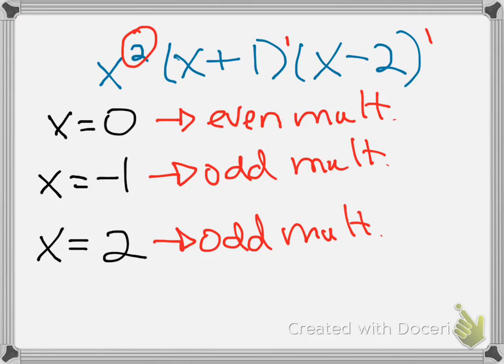So let's take a look. If we have x equals 0, and that's going to have an even multiplicity, what that means is that the function is going to sort of bounce off the axis at that point. So let me go to the next slide and I'll show you what I mean.